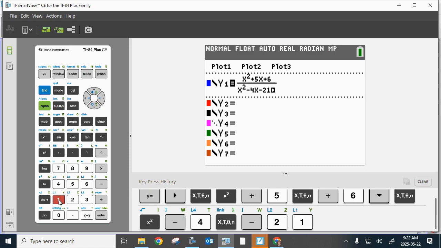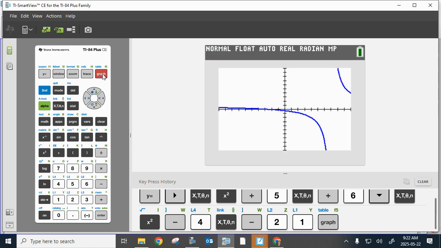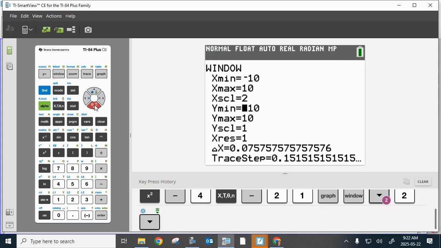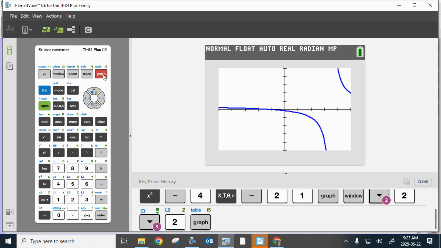Okay, so if I wanted my window to look just like the graph there, maybe I'm going to make my x scale 2 because it was counting by 2's, and then maybe I'll make my y scale also 2. Okay, there's my function. I can see what we have there.